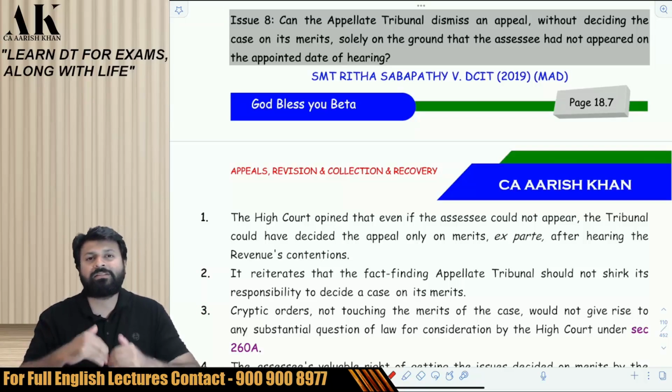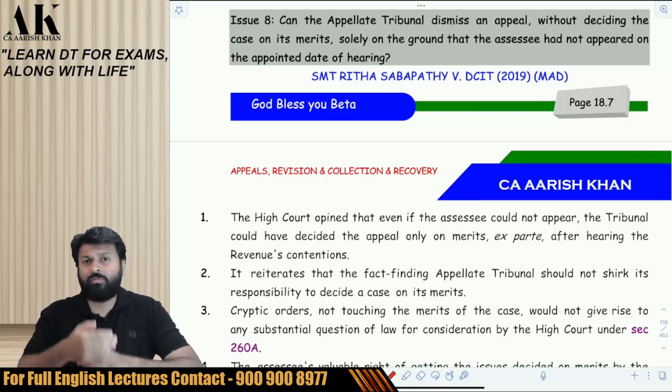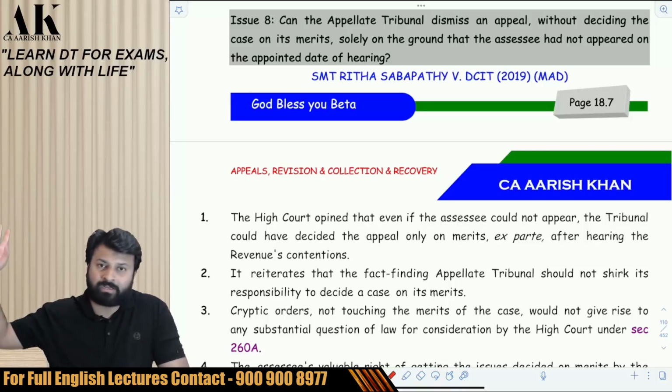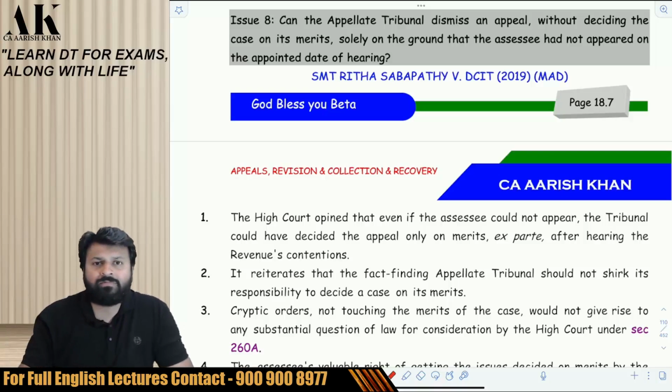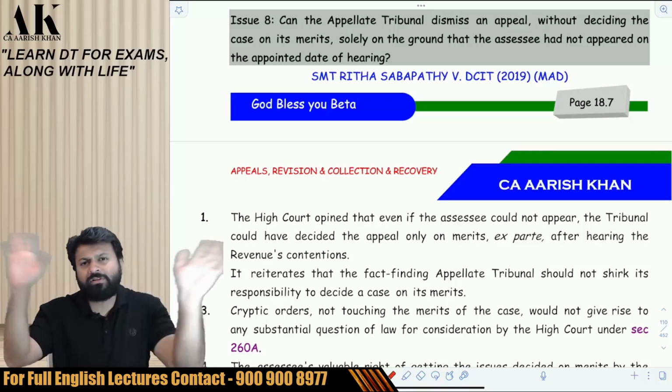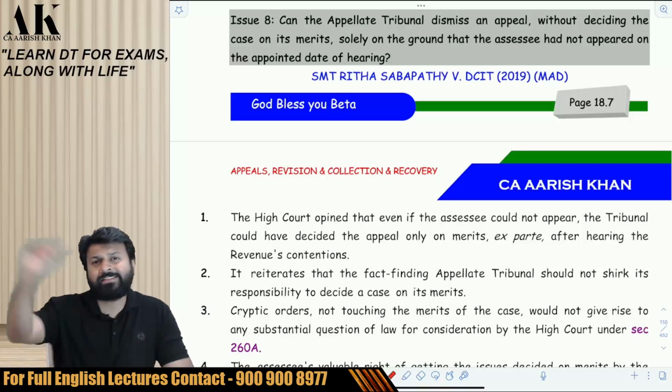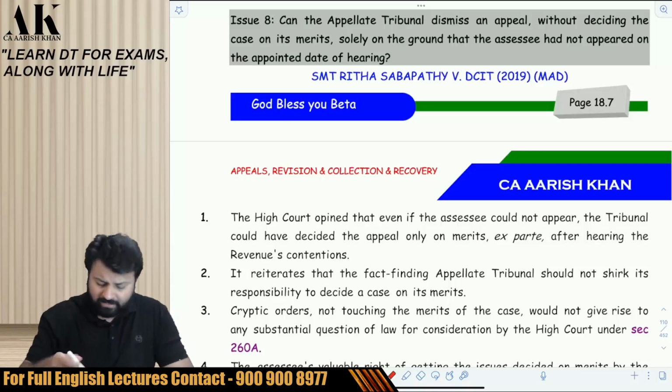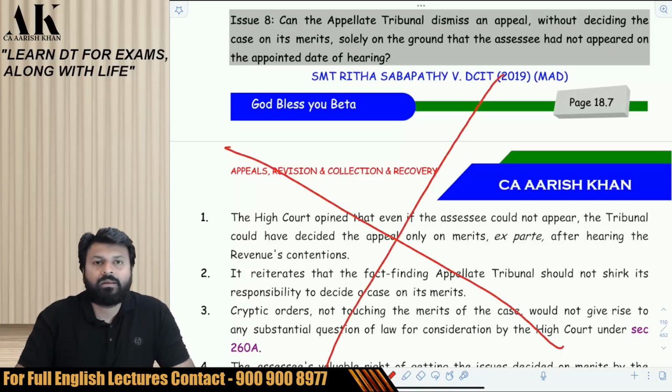So the question is, if the assessee was not able to make it to the courtroom on time, can the judge pass an order against the assessee without considering the merit of the case? Without listening to the merit of the case, can he pass an order against the assessee just because the assessee did not come on time? The answer is no.